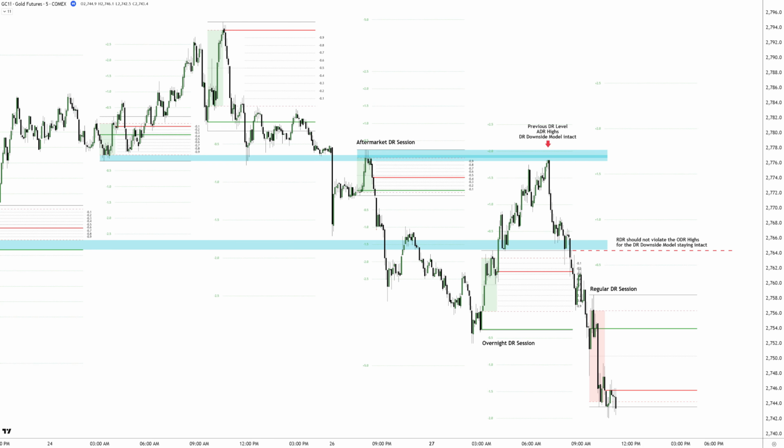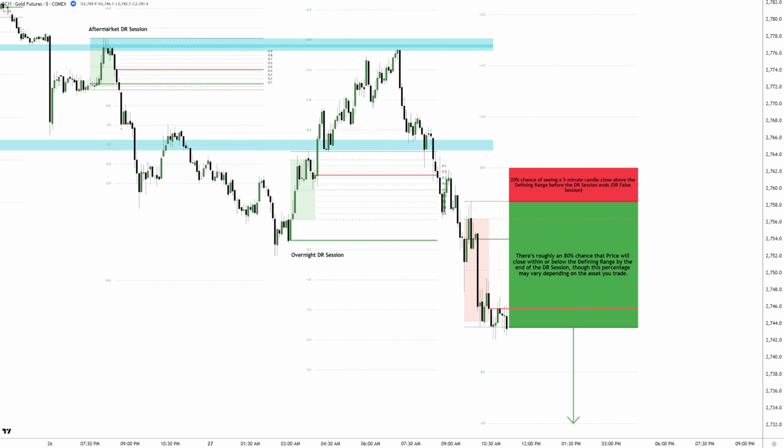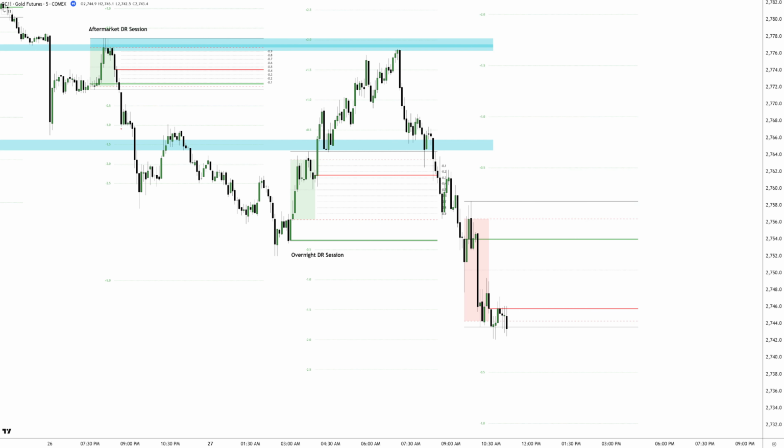As the regular DR session formed and confirmed shorts with a higher probability, the DR downside model remained fully intact. This confirmation increased the expectation of further downside movement toward new standard deviation levels. While there was still a roughly 20% probability of a DR fall session, key levels such as the overnight DR session low and the overnight DR mid provided additional barriers, reducing the likelihood of price invalidating the downside move.